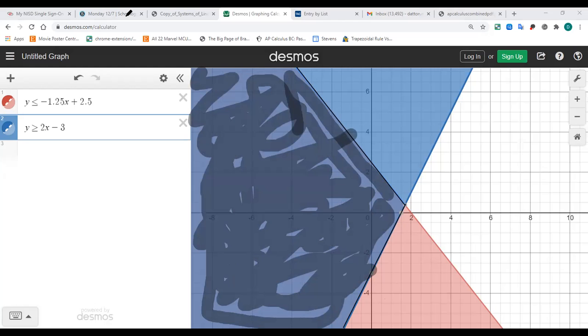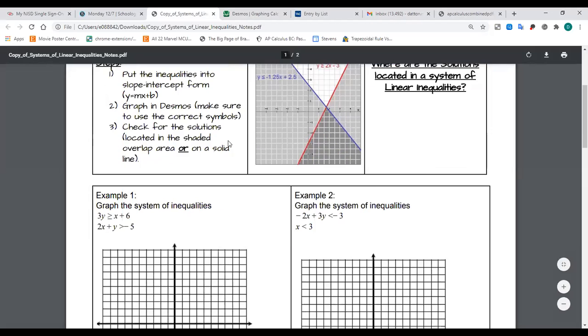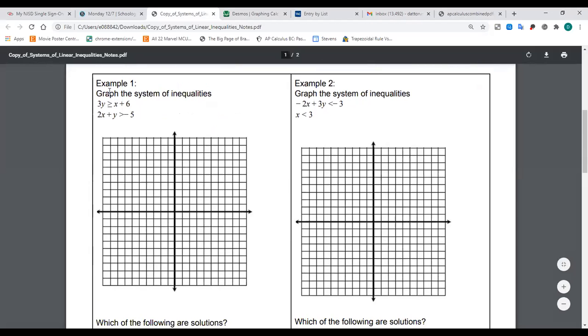Now, if you're writing this down, great, that helps you to learn. I am right now recording this so that you guys have a video of this to look at later on. So I'm going to clear my drawings and go back over here. The next part we're going to take a look at is example 1, graph the system of inequalities.